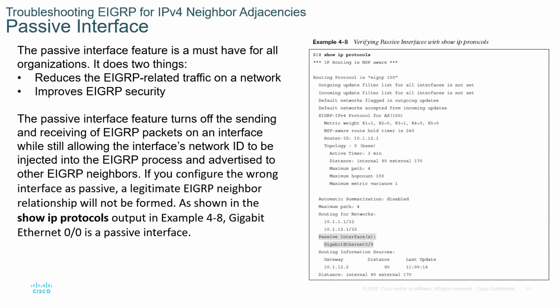We improve the protocol security features by not allowing updates coming in from rogue devices, and it also reduces unnecessary protocol traffic on unrelated links. So you don't need to send EIGRP hello packets down to host machines. They're not going to make use of it, so turn them off, make it passive. Your network's still going to be advertised, it's just not going to send the hello packets or form adjacencies with rogue devices in that switched environment afterwards.